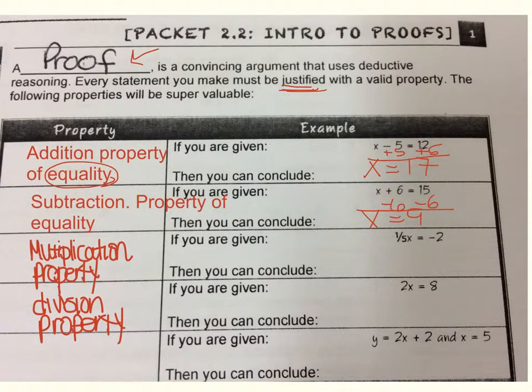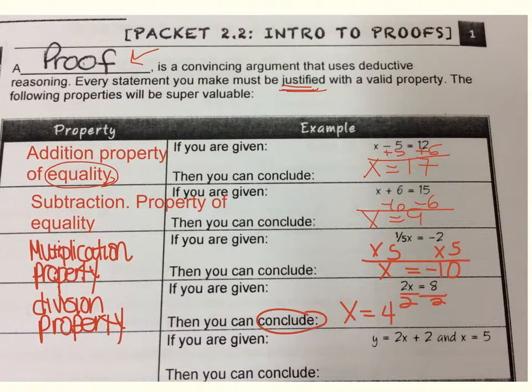All right, here we have the multiplication property because we are going to multiply both sides by 5 times 5, and that'll give us x, and this will give us negative 10. So what we can conclude is that x is equal to negative 10. This is the division property of equality, and we divide both sides by 2, and we get x is equal to 4, and that's what we can conclude.